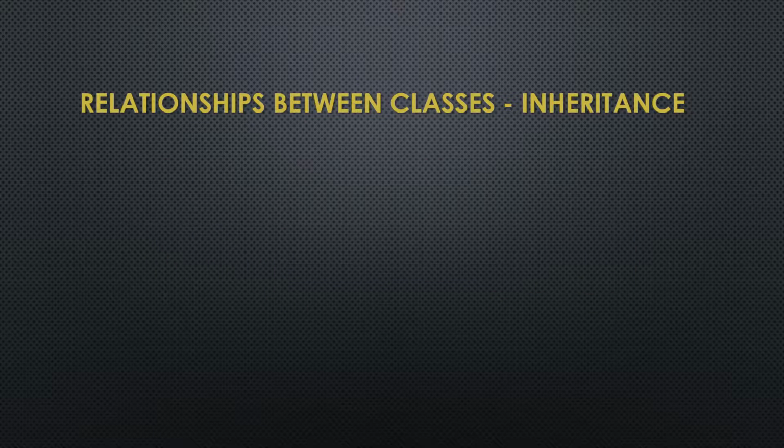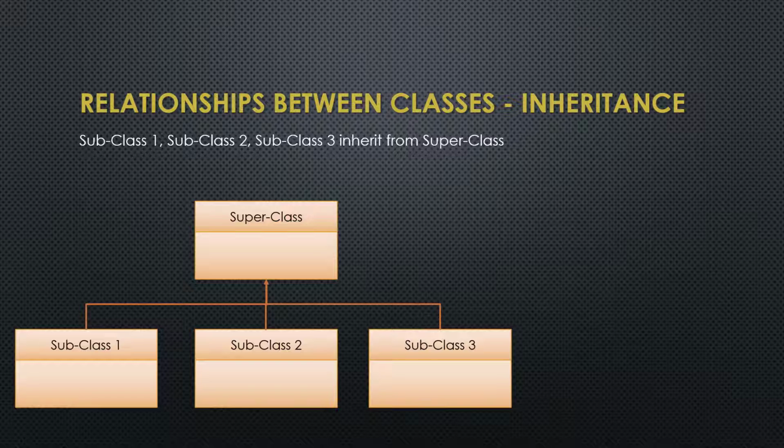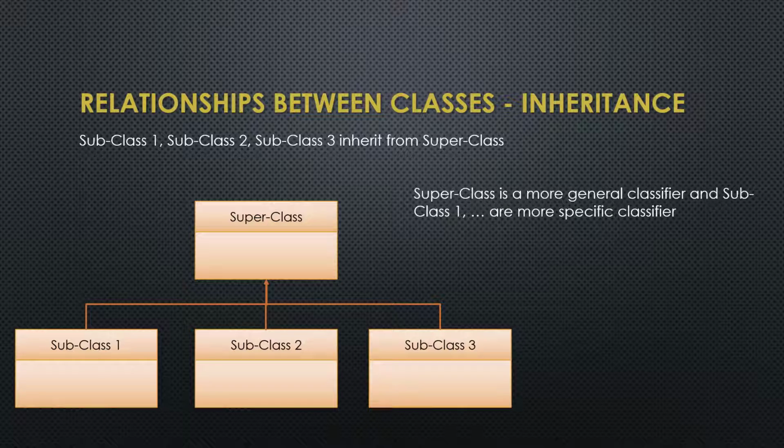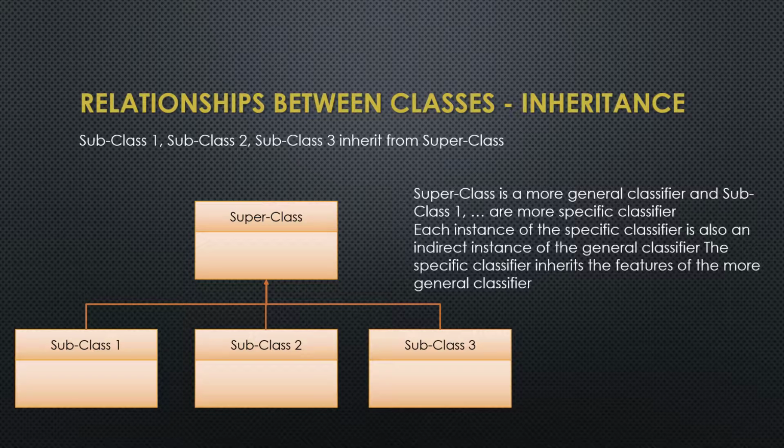Inheritance. Subclass 1, subclass 2, and subclass 3 inherit from the superclass. Superclass is a more general classifier, and subclass 1 and so on are more specific classifiers. Each instance of the specific classifier is also an indirect instance of the general classifier. The specific classifier inherits the features of the more general classifier.